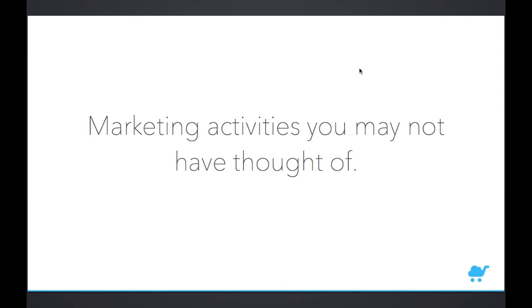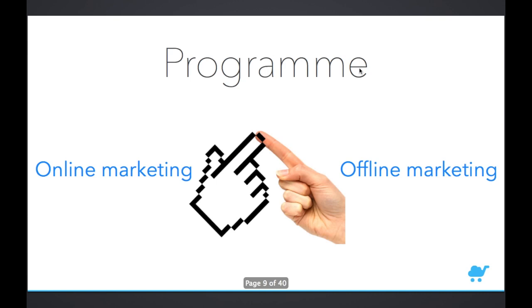So today I'm going to cover, as I said, the marketing activities. I call my presentation Marketing Activities That You May Not Have Thought Of. I think that consists of two elements. One is online marketing, one is offline marketing. Online marketing is actually, for most online retailers, probably the most important part, and a part that most retailers find tricky to deal with. So that part is actually going to be the longer part.